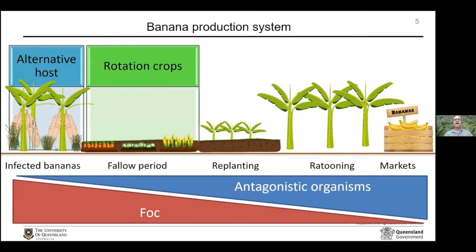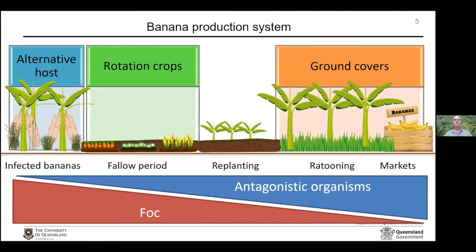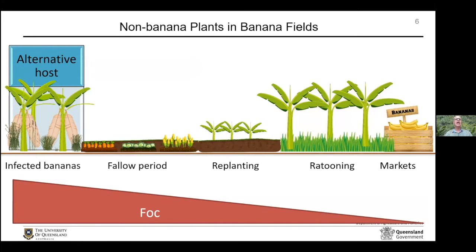We can have rotation crops, as farmers try to utilize the land and grow something else to make money while it's out of banana production. Or we can have ground covers or intercrops in amongst the banana plants. So let's start off with the alternative host story.